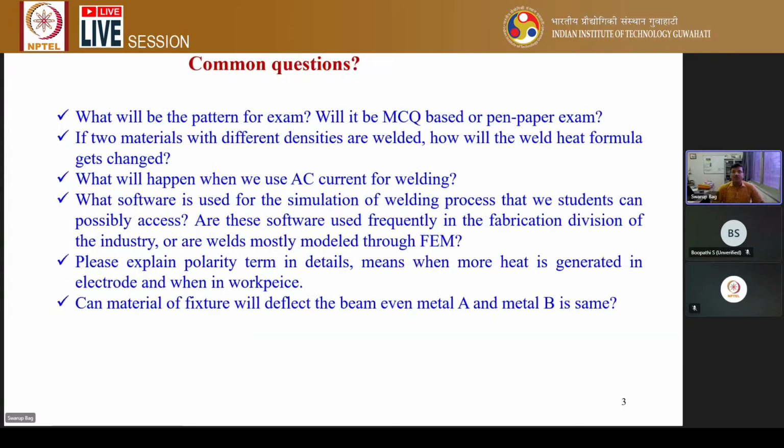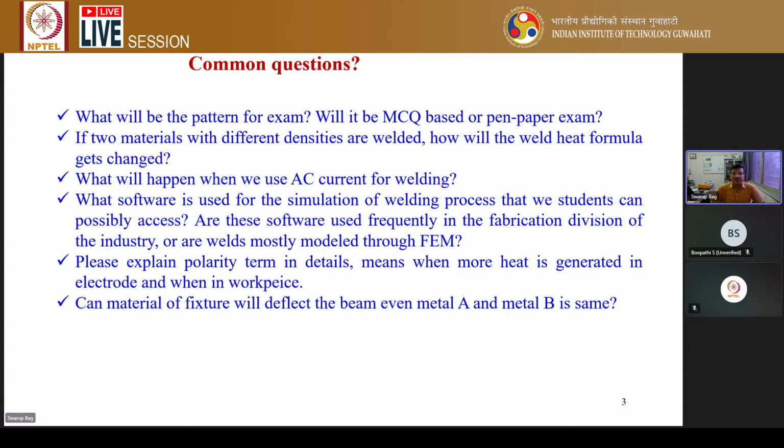This is a very common question that people ask: what can be the pattern of the exam, and will it be multiple choice based or a pen and paper exam? It is very clear. I think you are solving the assignment problems, and you can see the particular problems in the assignment. We'll follow a similar structure in the final exam. Of course, it will be multiple choice type questions similar to the assignment problems, and it will be online, not a pen and paper based exam. Everything will be an online exam.